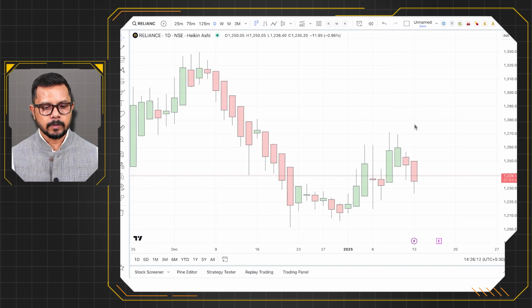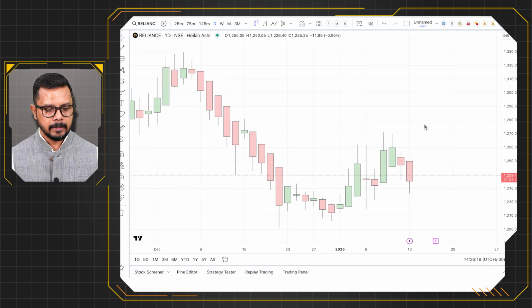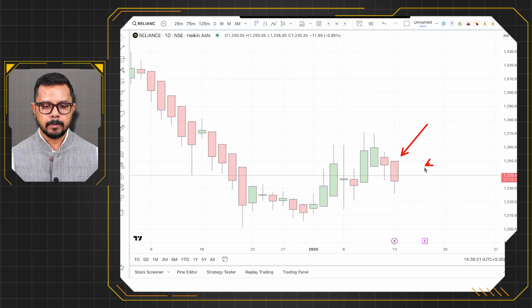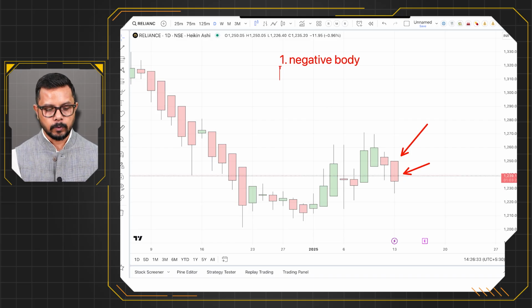So if this is a positive Heikin, then I ask myself, what is a negative Heikin? Well, a negative Heikin is something like this, which is shaping up right in front of us. If I write down the pointers for you, it is a negative Heikin, means it's got a negative body. So again, I have colored it red. Most of the software will do that.